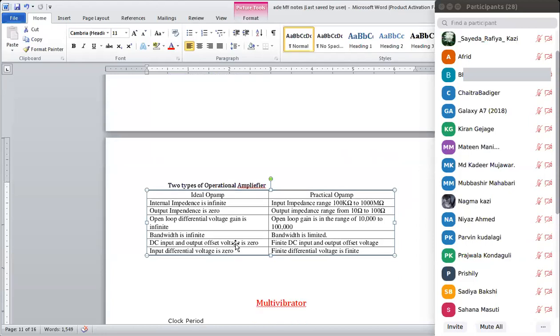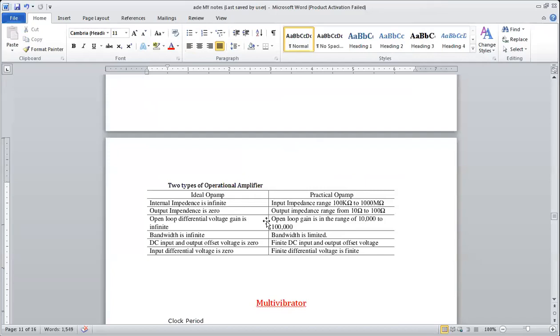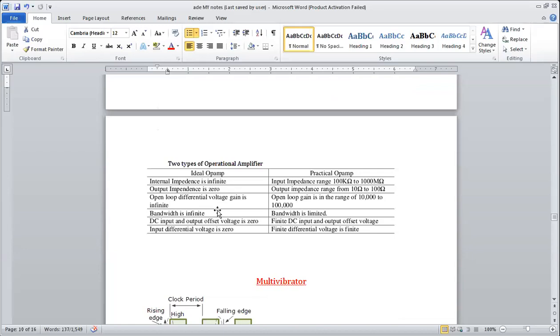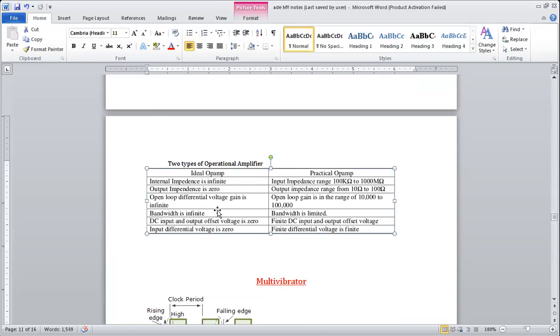Here a simple table is there. Basically, there are two types of op amps. One is the ideal op amp, and another one is the practical op amp. Practically, that is how we see all these characteristics and how we measure them. Ideally, we can simply say anything. For example, let us look at the ideal op amp.